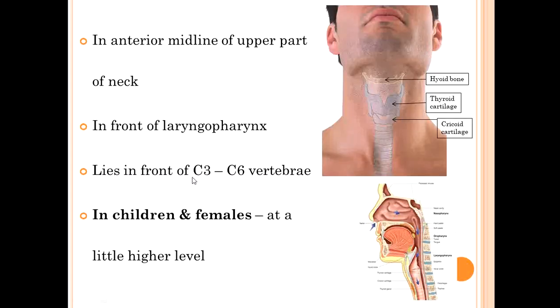Okay, if they are asking you the vertebral level, it lies in front of C3 to C6. This they will ask in MCQ. What is the vertebral level of extent of larynx? It is from C3 to C6. At the level of C6, the larynx will continue as trachea. In children and females, it is at a slightly higher level.